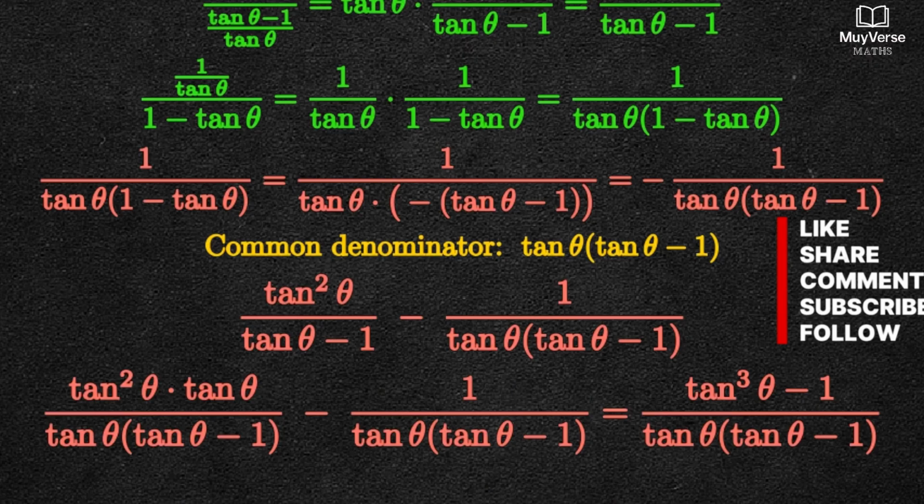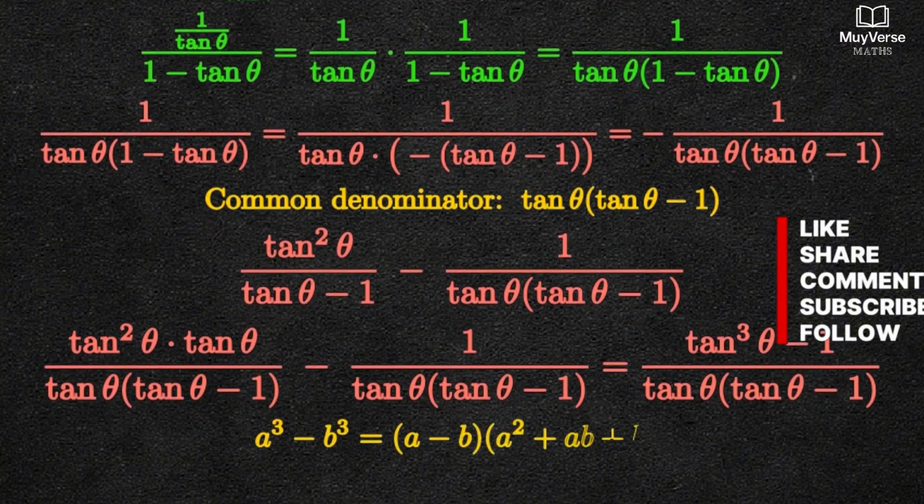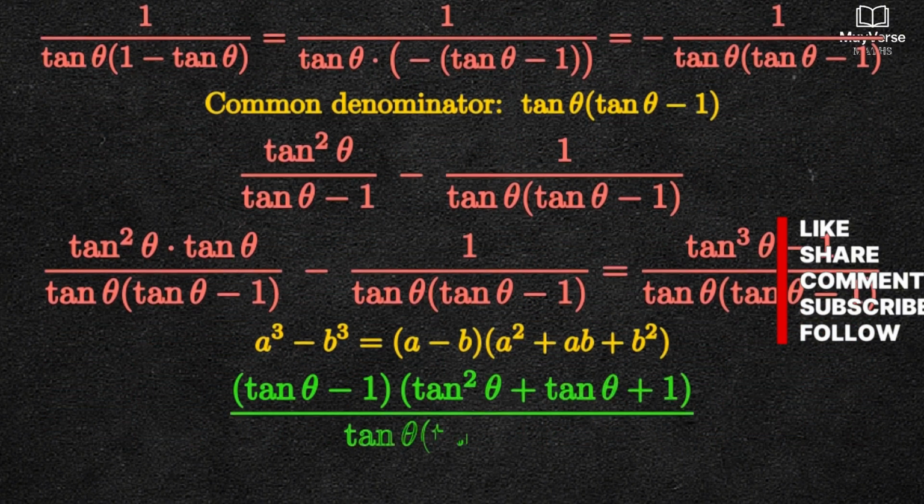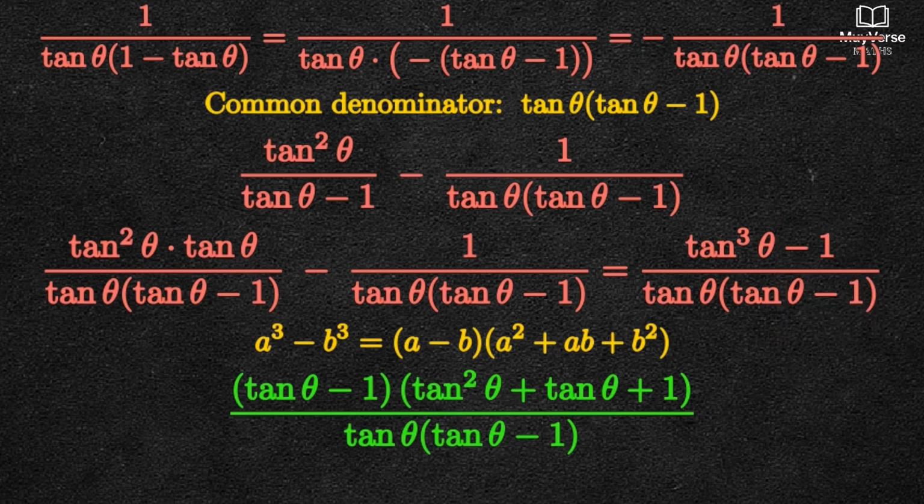Step 5. Use the difference of cubes. Factor tangent cubed minus 1 as tangent minus 1 times tangent squared plus tangent plus 1. Then cancel the common factor tangent minus 1.